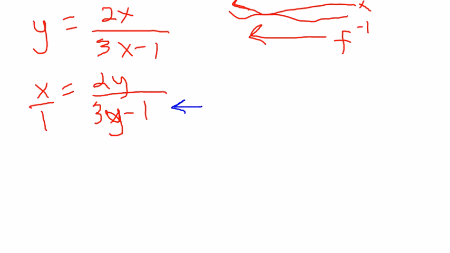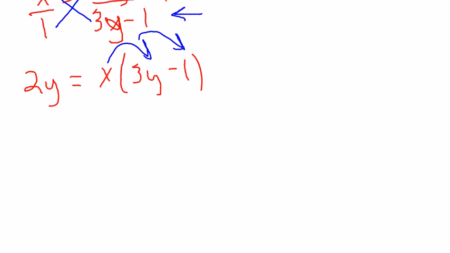And now I distribute the x in with those where those blue arrows show right here into those two pieces, which gives me on the left 2y equals 3xy minus x times negative 1 is x.